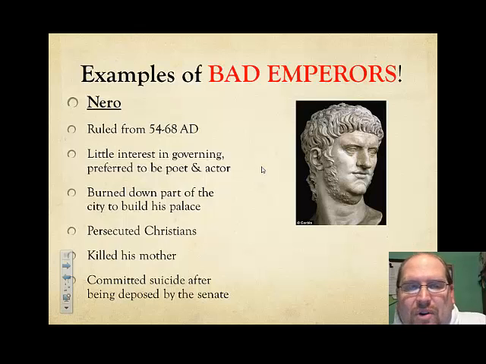We have Nero, who ruled from 54 to 68 AD. We kind of talked about him in our video earlier. He had very little interest in governing and preferred to be a poet and an actor. He pretty much let the city run on its own, which probably is not a good idea. It's believed that he actually burned down part of the city to build his massive palace, which included a man-made lake. He persecuted Christians, even to the point where he blamed the Christians for that fire that took out a good chunk of the city.